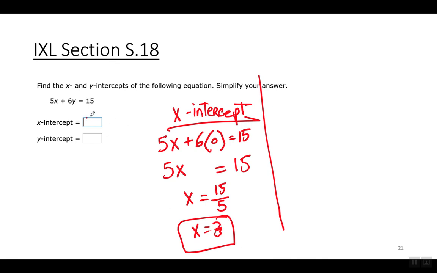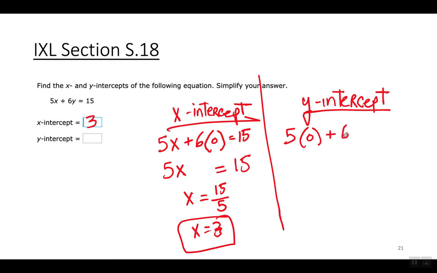All right. And to find the y-intercept, I do the opposite. I make x equal to 0 and solve for y. So whatever intercept you're looking for, you got to make the other letter equal to 0. So if I'm looking for the y-intercept, I got to make x equal to 0, and then I solve for y.